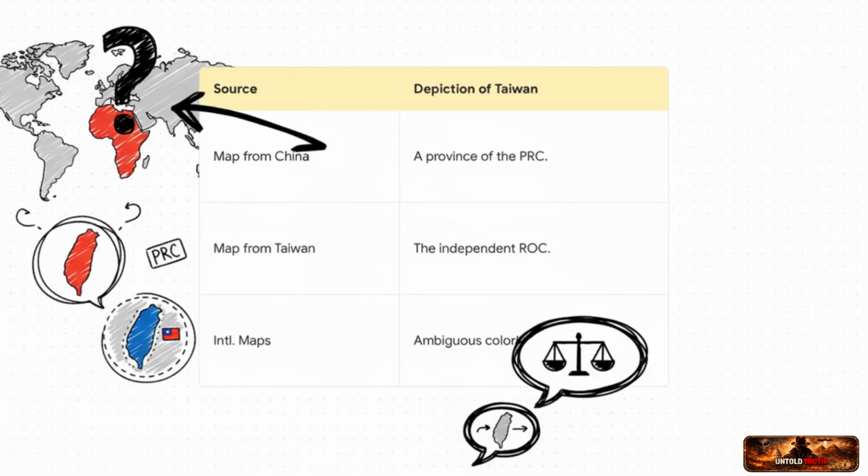Here's a perfect example: Taiwan. Is it a breakaway province of China, or is it a sovereign nation? Well, the answer on your map depends entirely on who printed it. A map from Beijing will show one thing. A map from Taipei will show another. Most international maps just punt. They use a dotted line or a different color to avoid taking a side. The map isn't showing you a fact, it's showing you an argument.